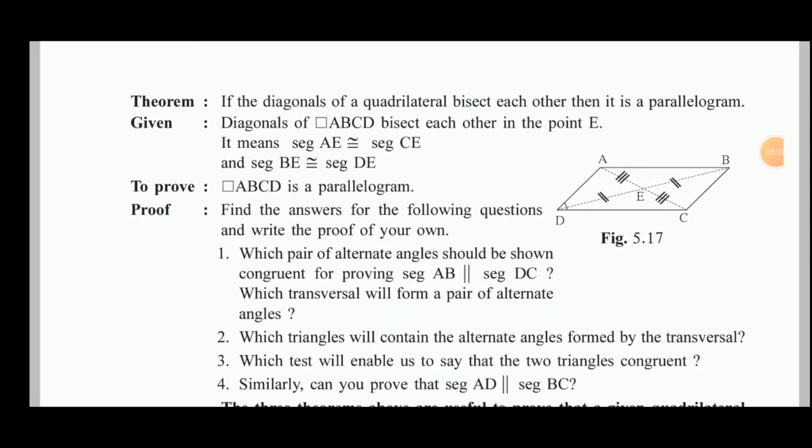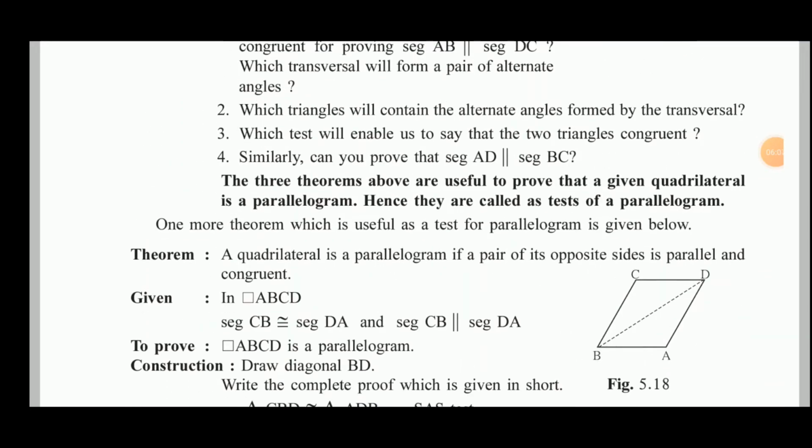Now, the third property is, if the diagonals of a quadrilateral bisect each other, then also it is a parallelogram. Diagonals of quadrilateral ABCD intersect at point E. It means that segment AE is congruent to segment EC and segment BE is congruent to segment DE. And so, this quadrilateral ABCD is a parallelogram. This we have to prove. Now, the proof of this is not necessary. You can just remember the three theorems, which are also called the tests of a parallelogram, when we are doing the next exercise.